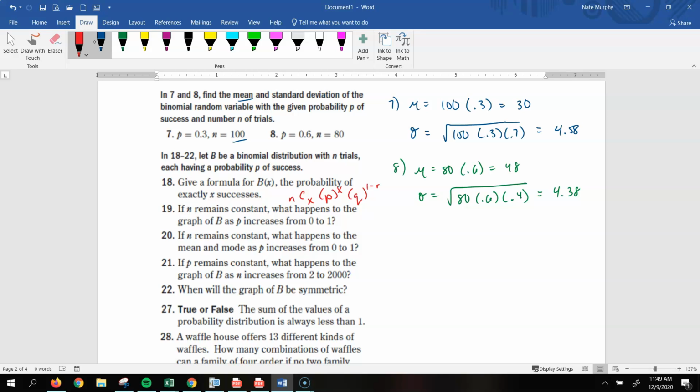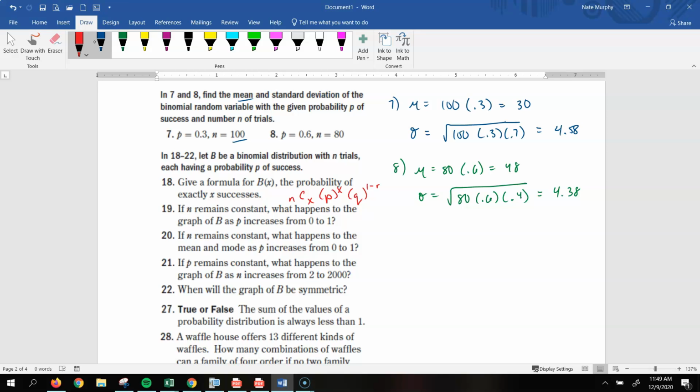For 21, it says if p remains constant, so the probability of success remains the same, what happens to the graph if n increased from 2 to 2,000? Well, at 2 would just be a couple of blocks, but when you increase it to 2,000, it's going to flatten out. So you can say the graph would flatten out, or it's going to spread out, however you want to word that. And for 22, when will the graph be perfectly symmetric? Remember that from your notes, is when the probability of success is exactly 0.5.